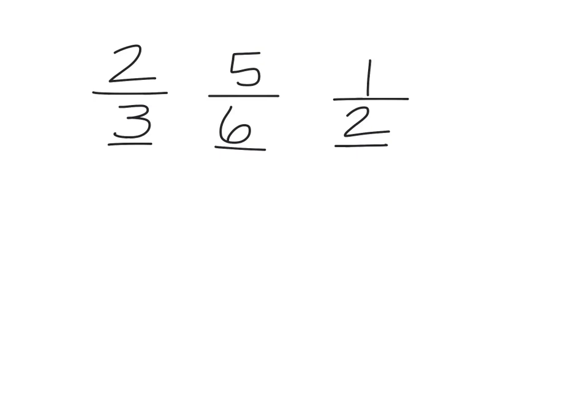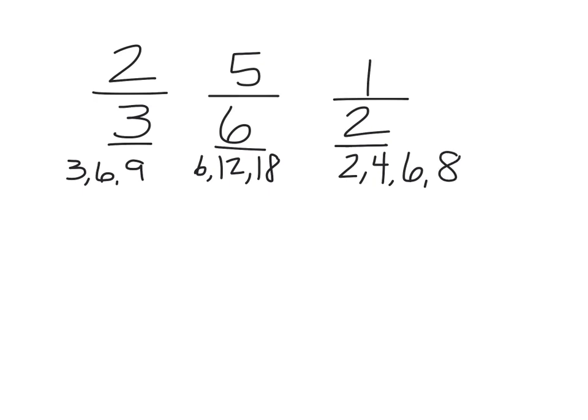So if we count by threes, we get 3, 6, 9. If we count by sixes, we get 6, 12, 18. And if we count by twos, we get 2, 4, 6, 8. Sometimes you have to count higher than that. But I see that we have a number that fits in all of them. I see a 6 here, a 6 here, and a 6 here. So that means we can change the denominators to equal 6 and then compare them.